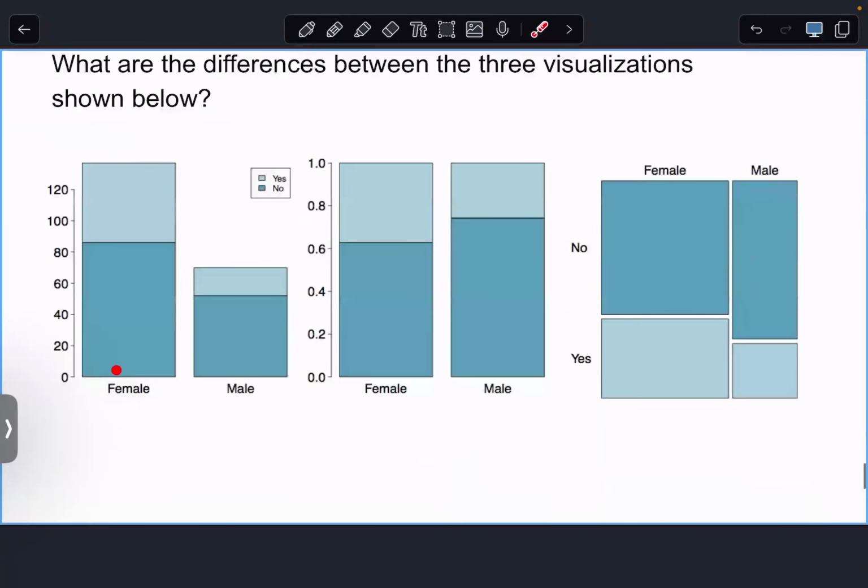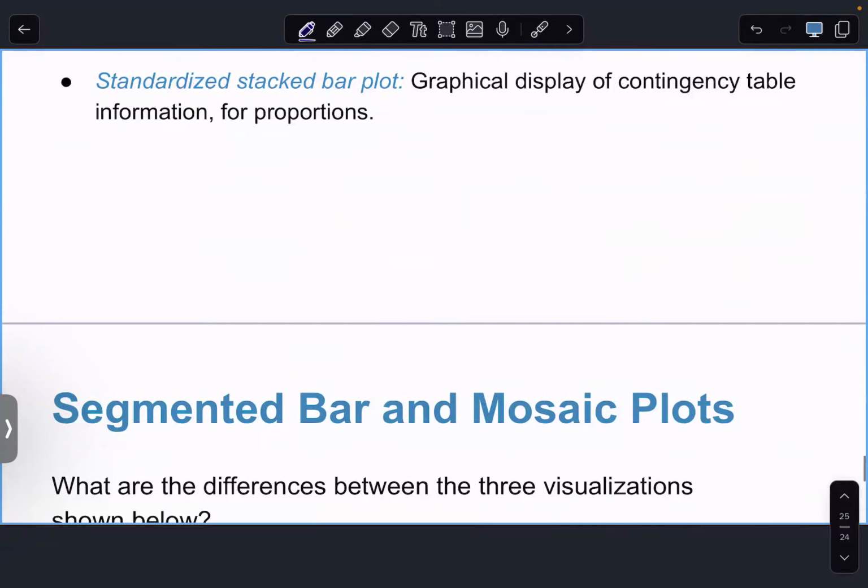Here's a stacked bar plot. What's the difference between this stacked bar plot and this stacked bar plot? Well, it's going to be the scale. So it's been standardized on a 0 to 1 scale. I think it was called standardized.